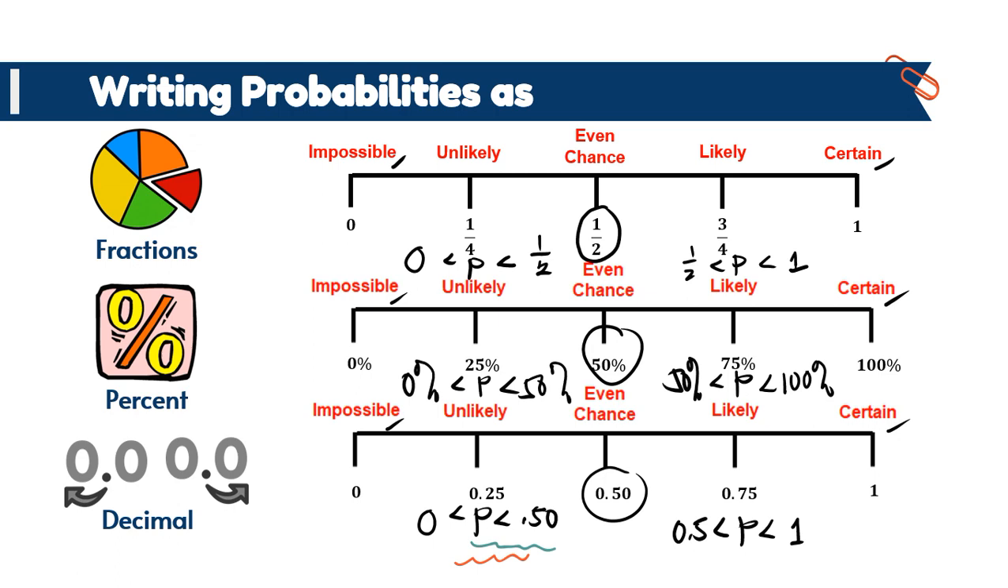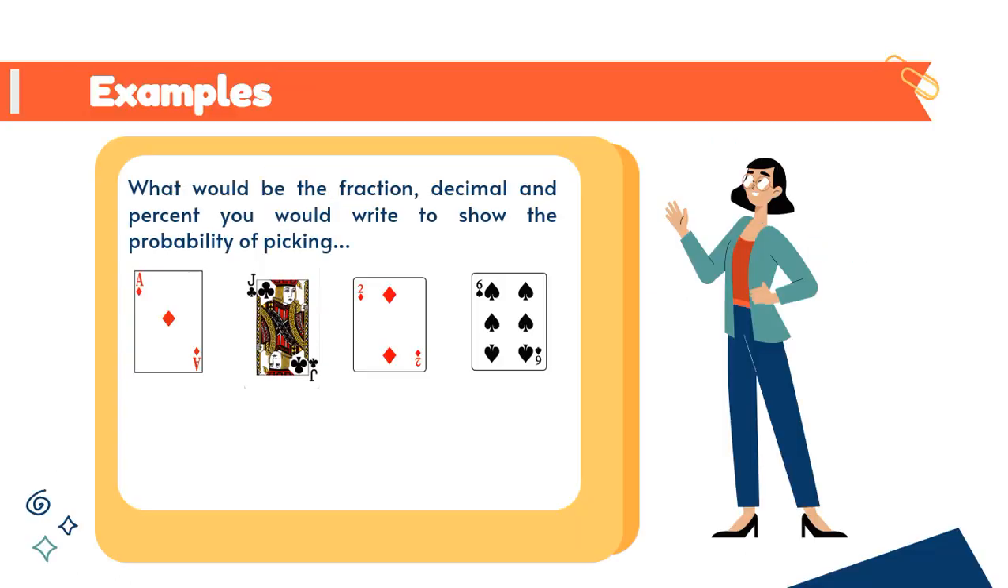So again, when we get our chances and we have the final answer, let's say we got it in percent: if 0%, impossible. If 100%, that is certain. If you got 50%, even chance. Now, if it is in between 0% and 50%, that is unlikely to happen. And if it is in between even chance and certain, that is likely to happen. Okay?